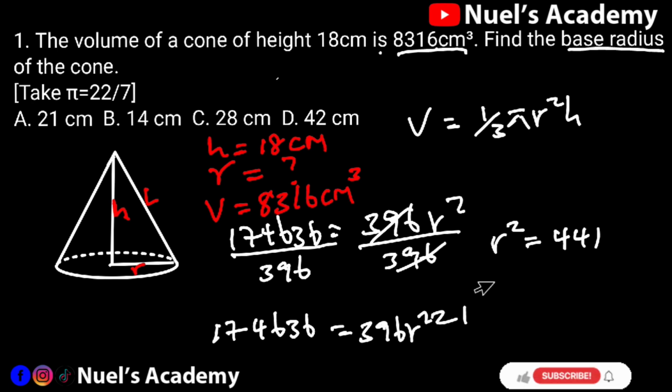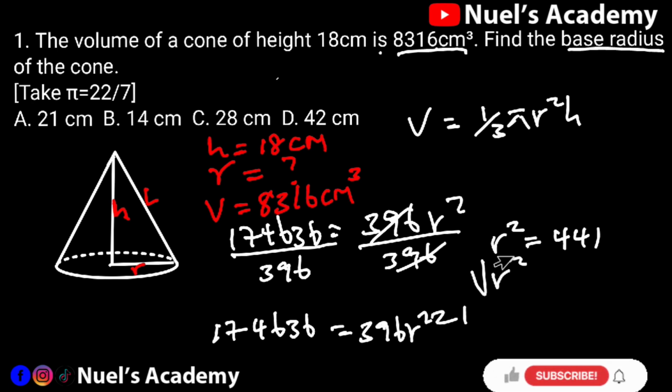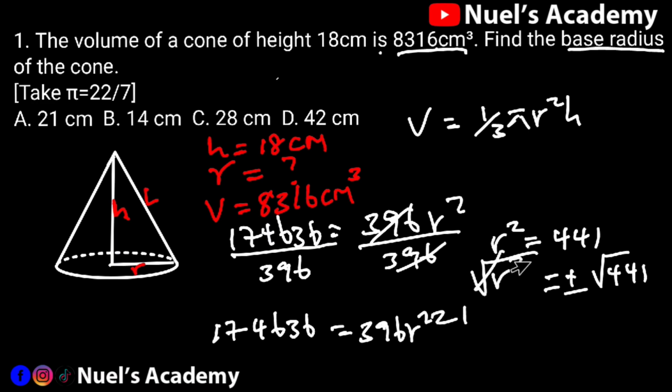441. And so let's take the square root of both sides. 441. So this square root will cancel this square, and we have that r is equal to plus or minus the square root of 441, which is 21. So r is equal to plus 21 or minus 21.